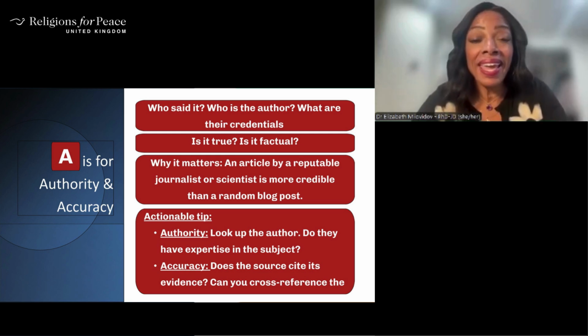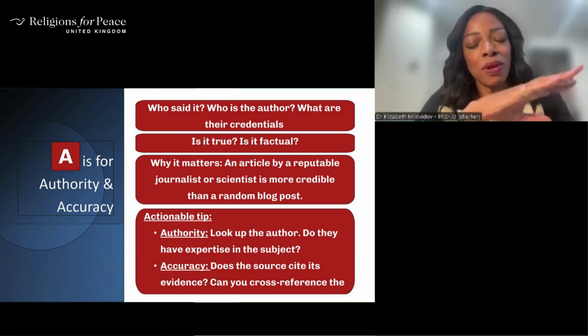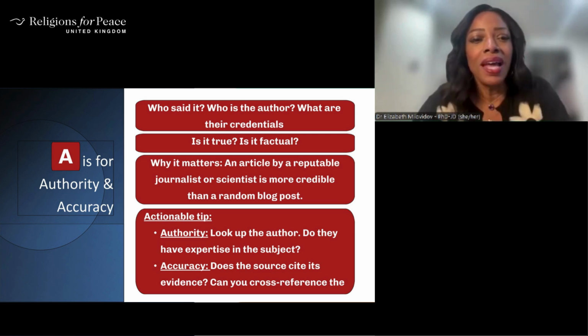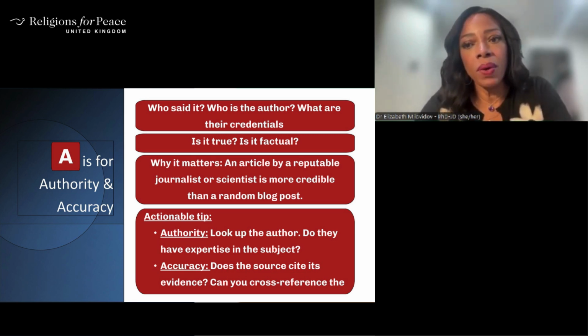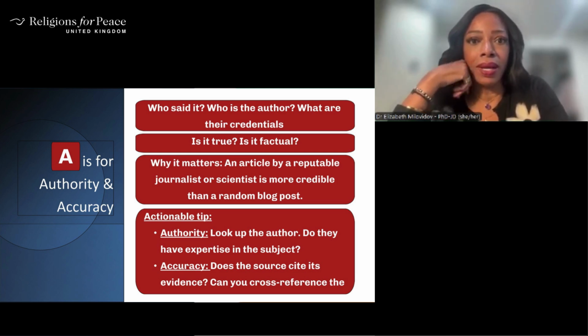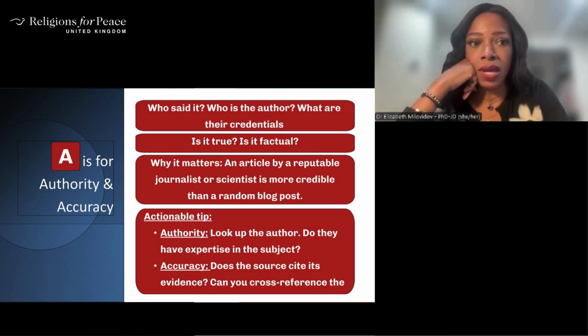So the A, this is where they spread it out and use it for authority and accuracy, but I'm going to use it for both. So, who said it? Who's the author? What are their credentials? Right? That's the authority. That is the person. If you can't trust the person who's giving you the information, then you can't even trust the information itself. So the accuracy part, is it true? Is it factual?